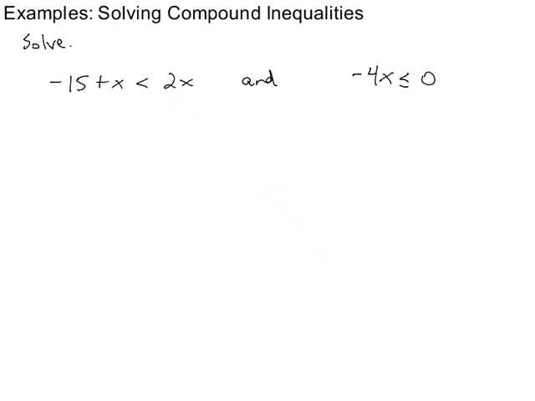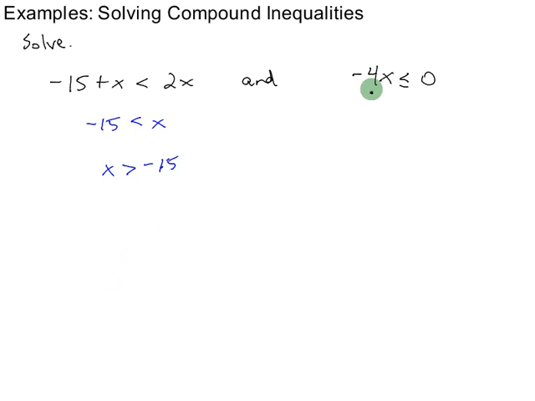Now we have an AND compound inequality. Let's solve each of these for x first, and then find all the x values that make this and this true. So to solve this first inequality, you have some options. I'm going to subtract x from both sides to get my x's all together. So this is -15 is less than x. Well, if -15 is less than x, then x is bigger than -15. I always recommend in inequalities getting your variable on the left side. It's much easier to interpret its meaning.